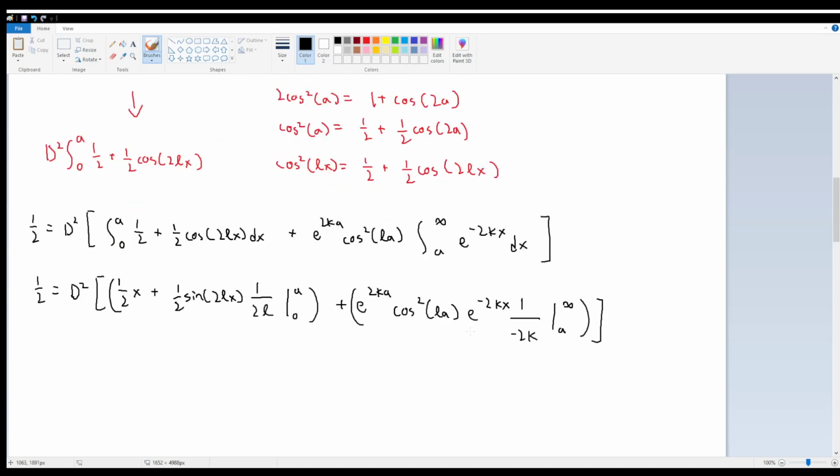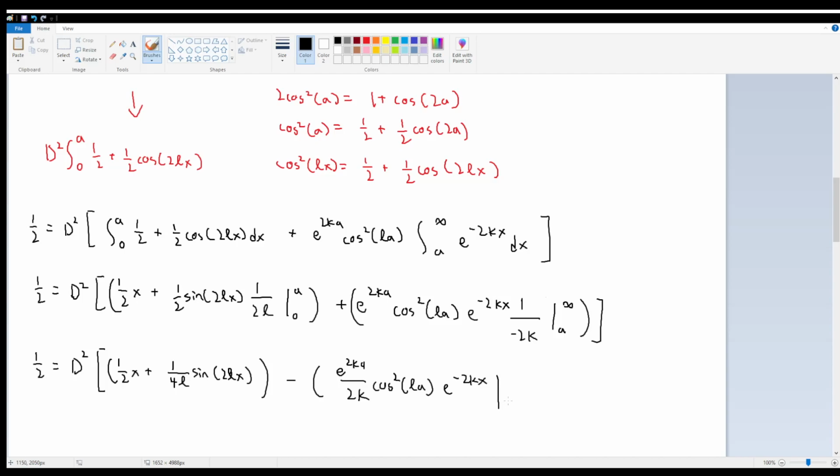Close off this bracket. And then we have 1/2 is equal to d squared, and then this is going to be 1/2 x plus 1 over 4l sine 2lx. And then we're adding, in fact, let's move the negative out to the front here so that everything's a little bit simpler. We're subtracting e to the 2ka over 2k cosine squared la e to the negative 2kx, evaluated from a to infinity.